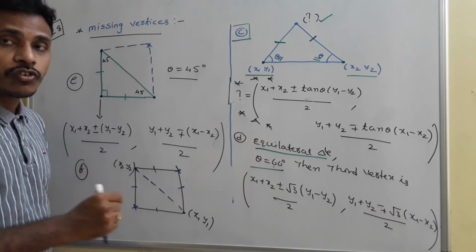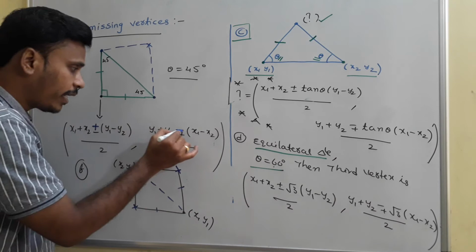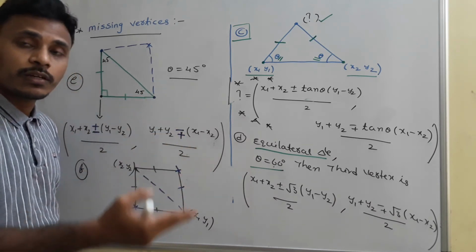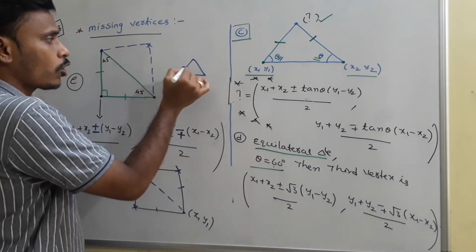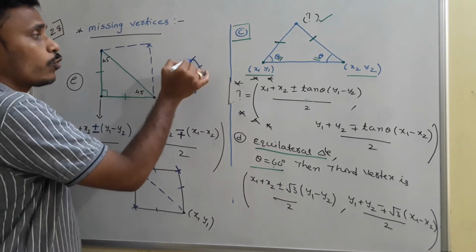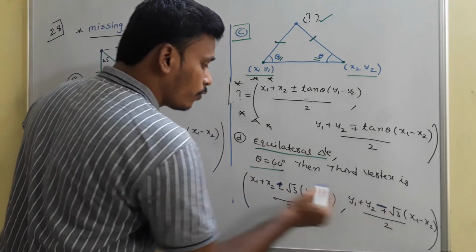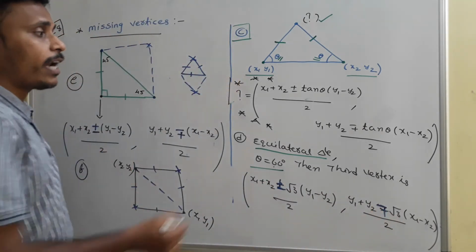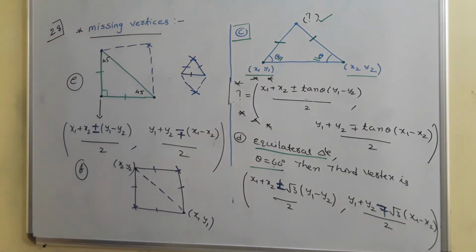To make an isosceles triangle, there are two possibilities for the third vertex. Here plus, here minus will give you one vertex. Here minus and here plus will give you another vertex. In the same way, suppose this is an equilateral triangle, then you have a chance to make another equilateral triangle in this direction. So you will have two possibilities for the third vertex. Again use plus and minus, it will give you one vertex, and here minus and there plus will generate another vertex. At the end, memorize this formula to find the missing vertices of a triangle. That's it. Have a look.